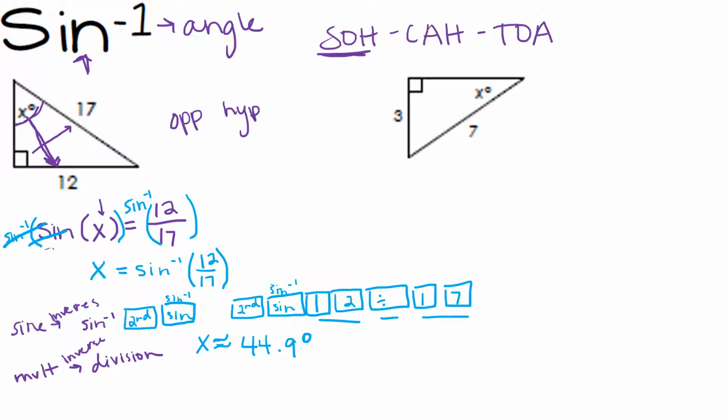I'm going to stop there at degrees because I was finding an angle measure. Now, if you're not getting 44.9, your calculator might be in a different mode. Our calculators have two different modes: radians and degrees. If you're not getting 44.9 degrees, you're going to want to talk to me in class, and we're going to have to switch that. Your calculator might be in radians. If you don't get 44.9, your calculator is definitely in radians.